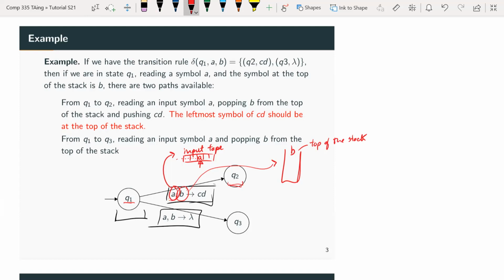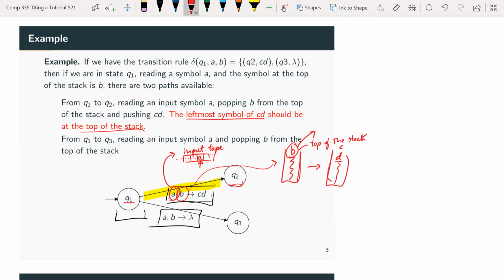And what's important is that here the leftmost symbol, so in this case C, should be at the top of your stack, okay? Meaning that if you were to take this path, then your stack would change from, I don't really care what's under the B for now, but you have a B at the top, then the B gets popped and you push a D and then C. So you push D and then C. And now you're at Q1. Okay, so that's how you read this type of transition.